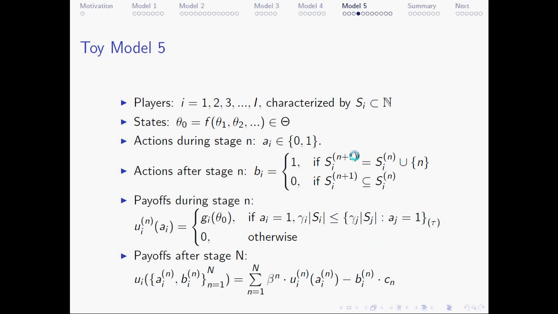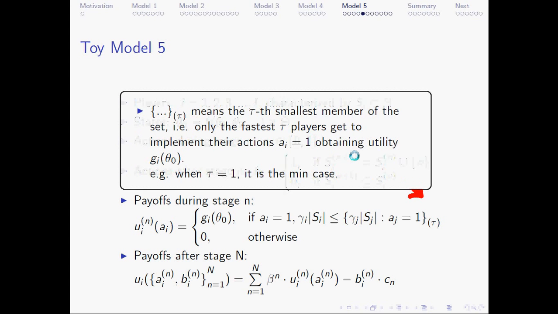So the new thing you want to notice in the model is that there is a small tau here. This tau, with a subscript, is the order statistic, which means the tau-th smallest member of the set. So basically the idea is there are five different goods, so only the fastest five players get to implement their actions, or only the five fastest players get to locate in those five locations, which obtains some utility. When tau is 1, it is the minimum case.